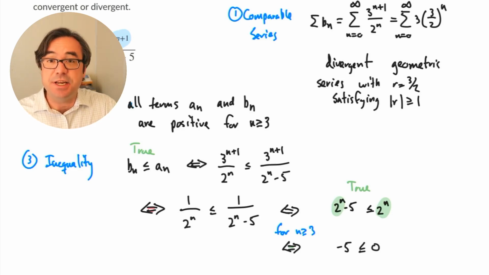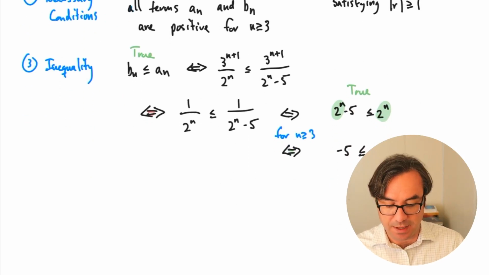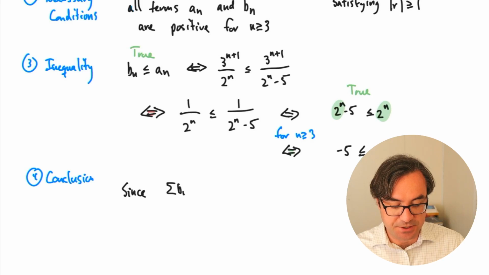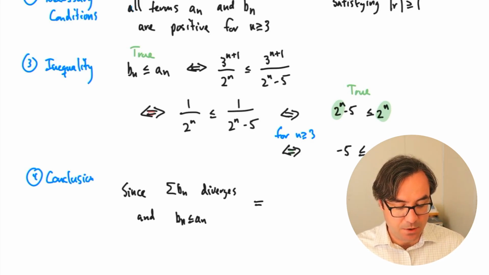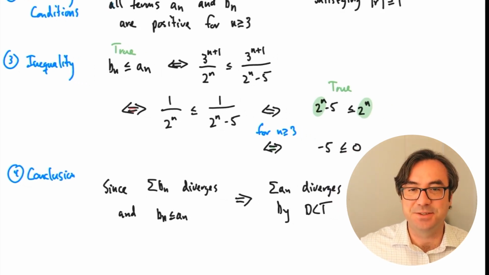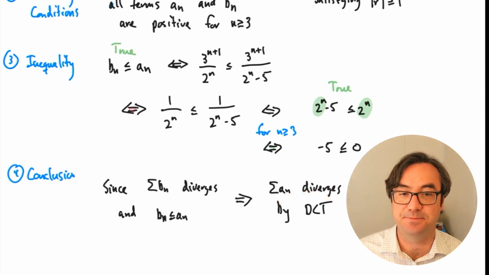And so now we're ready to just state our conclusion. So that's the last step of this. Just make sure we formalize everything. So our conclusion is, since the comparable series sigma bn diverges, and bn is less than or equal to an, what this tells us then is sigma an diverges by our direct comparison test. So we're able to state our conclusion. And again, just state the name of the test.